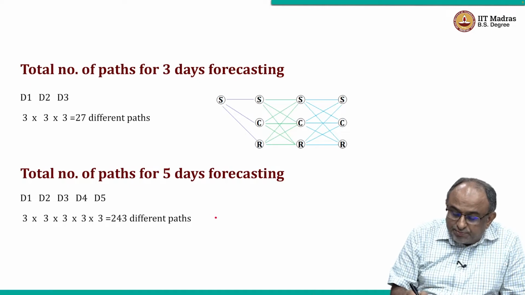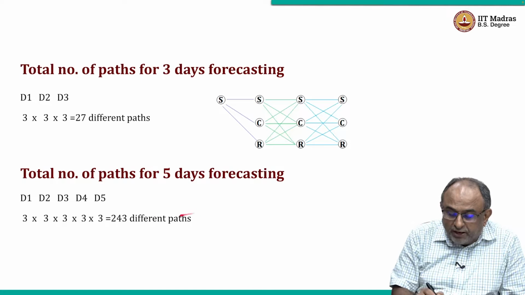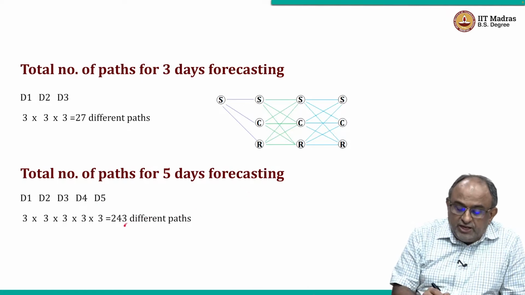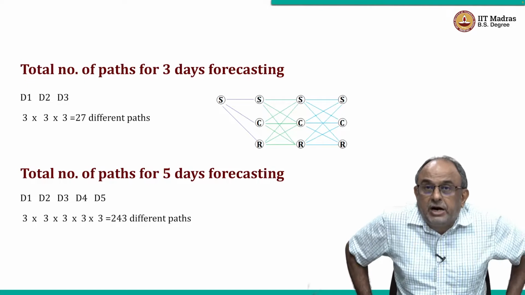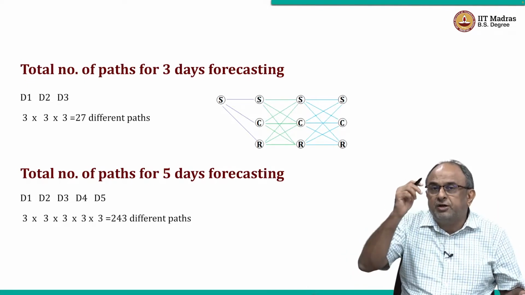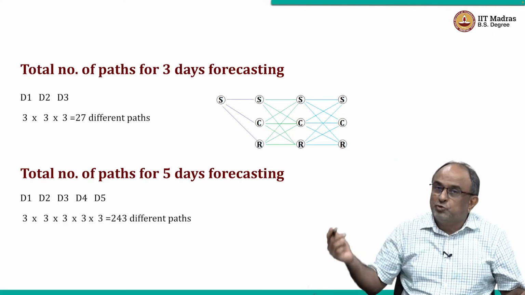Always the number of paths is the number of states raised to the power of the number of time units, which is 5. 3 raised to the power of 5 is 243. 3 raised to the power of 3 is 27. If I had a 4-day forecast and 3 weather conditions, 3 into 3 into 3 into 3, 3 raised to the power of 4, which is 81.